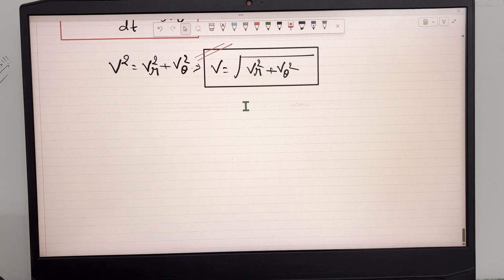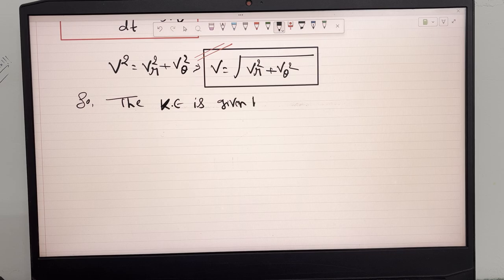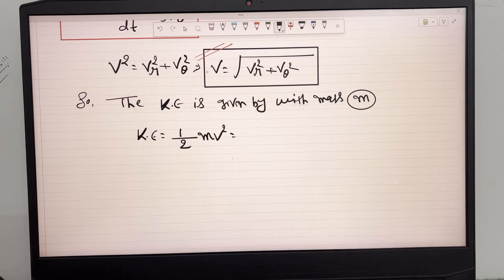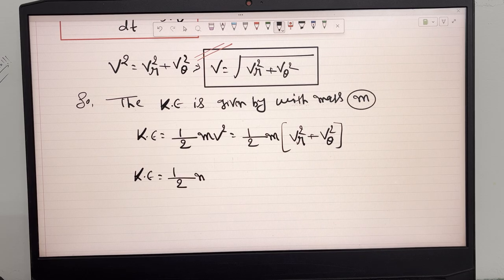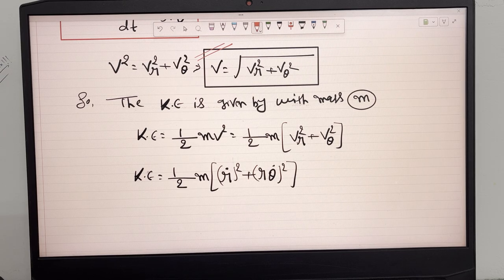Then now find the kinetic energy. The kinetic energy with mass m, since we are talking about the mass m, is equal to half m v squared. You can replace v, so it is half m times V r squared plus V theta squared. Similarly, you can say the kinetic energy is equal to half m times r dot squared plus r theta dot squared. This is your formula for kinetic energy.